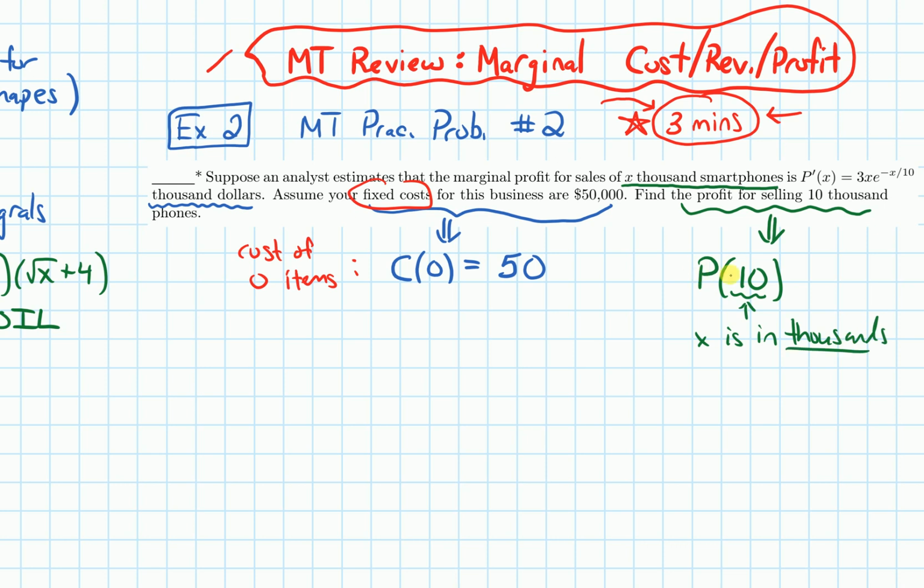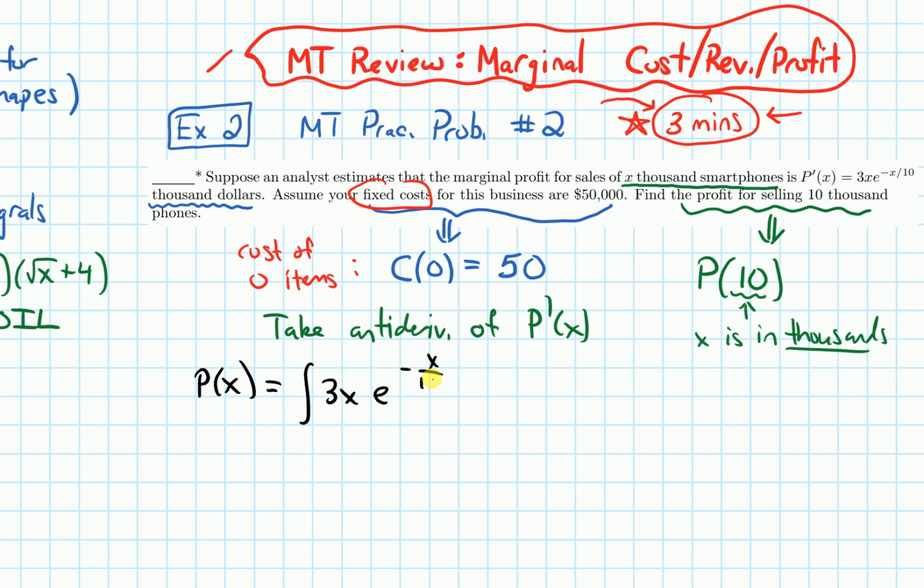Because I will need to find P of 10, and I'm given P prime of x, I'm going to need to take the antiderivative to get us started. So let's take the antiderivative of P prime of x. If I do that, that'll give me P of x, the profit function. So I'll write the integral of 3x e to the negative x over 10 dx. Alrighty. So now to do this antiderivative, I need to use integration by parts.